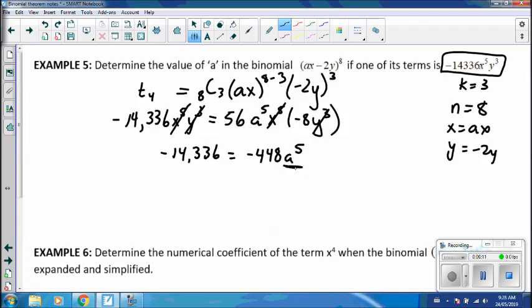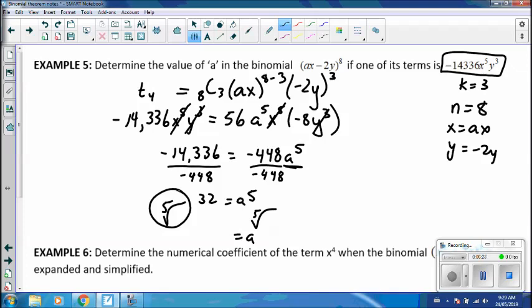And now I can isolate this by dividing out negative 448. So if I do that on both sides, I get 32 equals a to the 5th. And then I'm going to take the 5th root of both sides to get a. And if you remember how to do this on your calculator, great. If you don't, you put in 5, then you hit the math button, and you want to pick this. And that 5 will pop in where the x is and become the index, and then you type in 32, and you get 2. So the value of a is 2. There we go. A little bit different style of question, right?